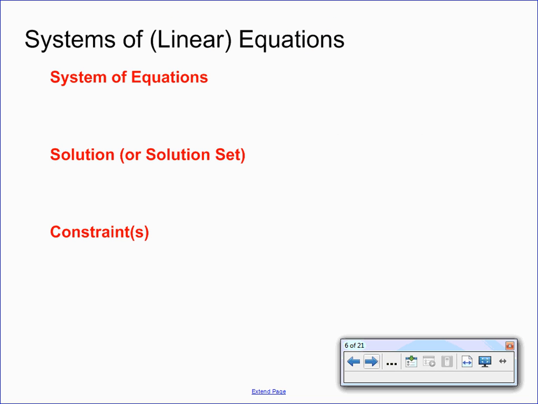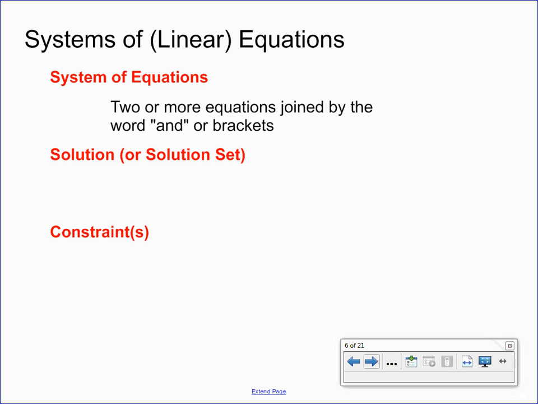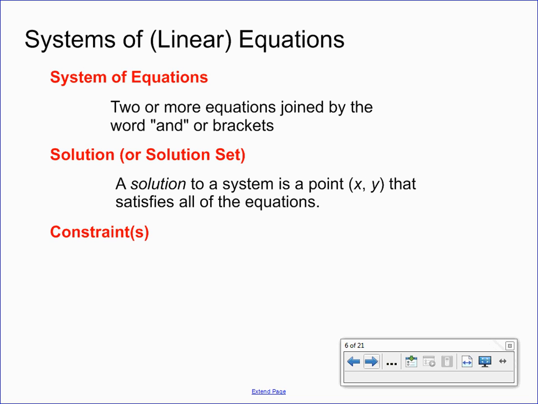Let's take a look at what it means to be a system of equations. Everybody find on your day 1 note sheet for Unit 7: a system of equations is just two or more equations joined by the word and or brackets. Typically these are easy to recognize because they're two or more equations joined together. A solution to a system is a point or points x comma y that satisfies all of the equations in the system.